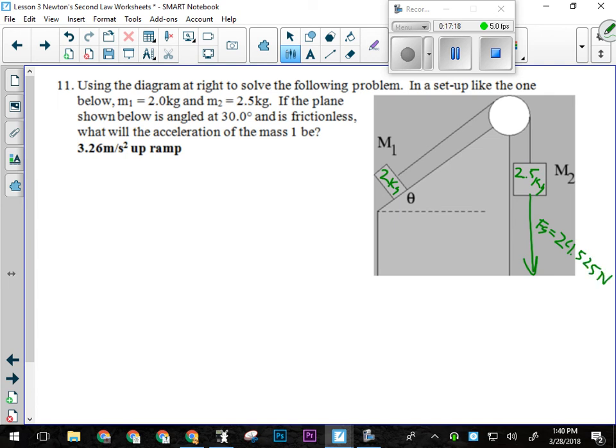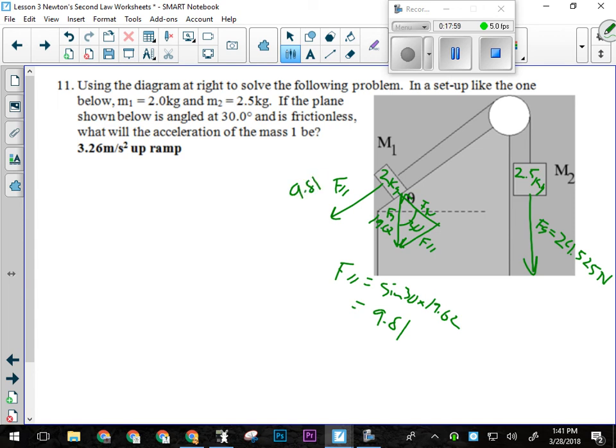It tells us it's frictionless, but there's still a force pulling down the ramp on the 2 kilogram mass. What is it? F parallel. F parallel is always present on an inclined plane, so I've got to calculate it. I have FG, F normal, and F parallel, which is the thing I'm looking for. The angle of the ramp is 30 degrees, so this is 19.62, and F parallel equals the sine of 30 times 19.62, which gives 9.81. So F parallel is 9.81 newtons.